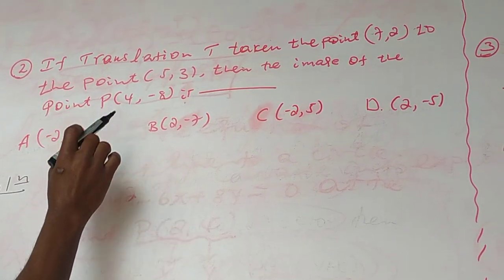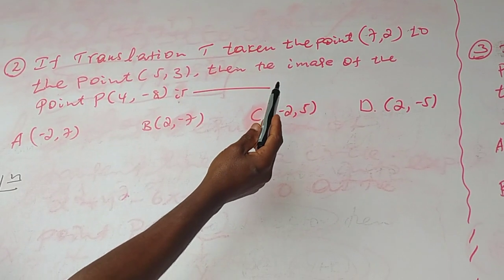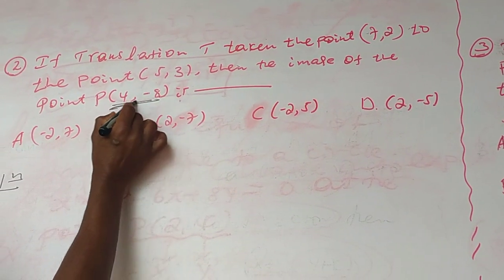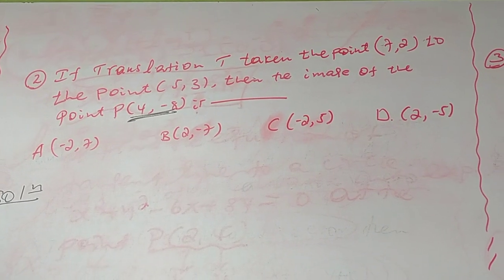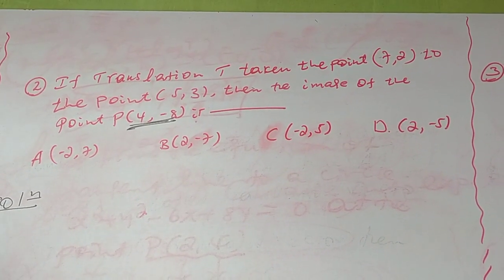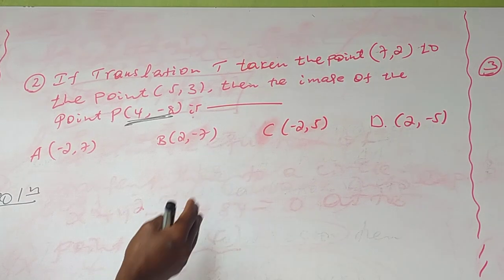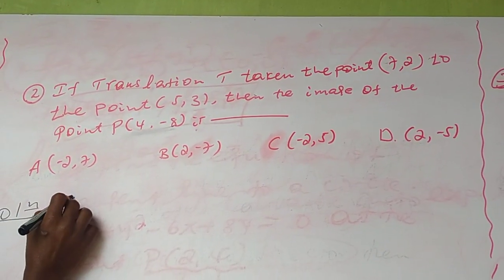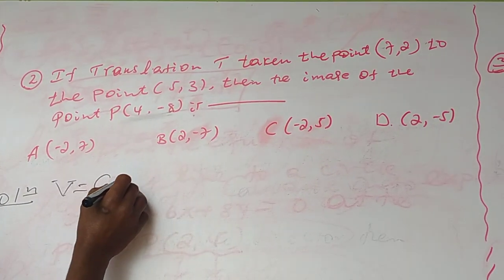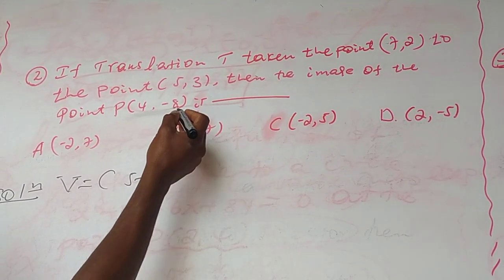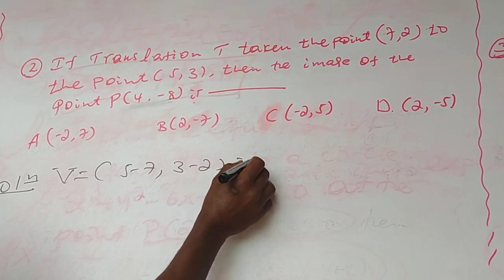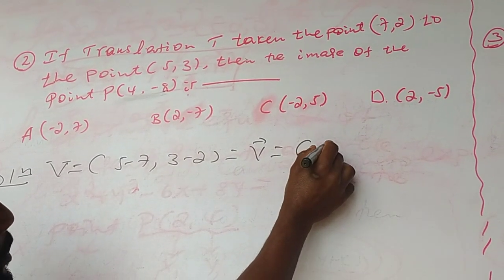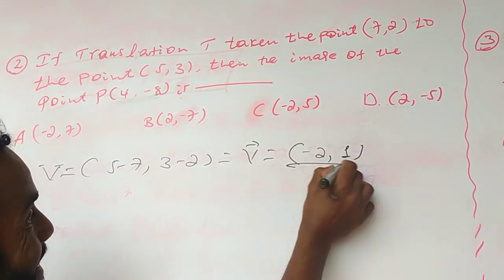Next, translation T takes the point (7, 2) to (5, 3). Then the image of this one: the image of a point is always a point, the image of a line is a line, and the image of a circle is a circle. Based on the translation, the translation vector is (5 minus 7, 3 minus 2), which means the translation vector is (minus 2, 1).